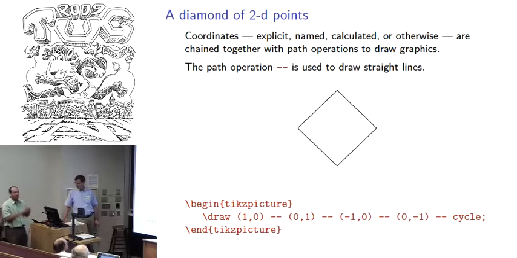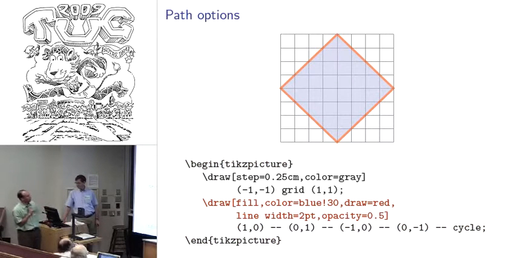Then when you want to draw your graphics, you just chain these coordinates together with a variety of path operations. In this case, we're going to take a look at the path operation that consists of just two hyphens, which represents a straight line. So here we're just drawing this diamond starting off at position 1, 0, going around to the other vertices. And then cycle is just a special coordinate which refers to wherever you began this particular path. So we just start with the path, drawing in this case straight lines as we go.